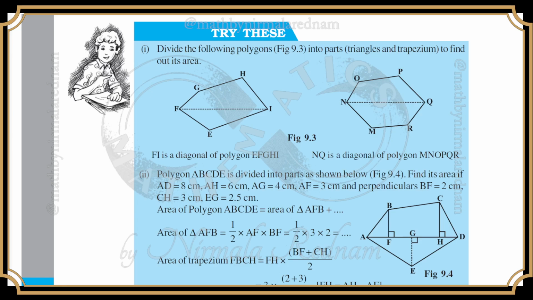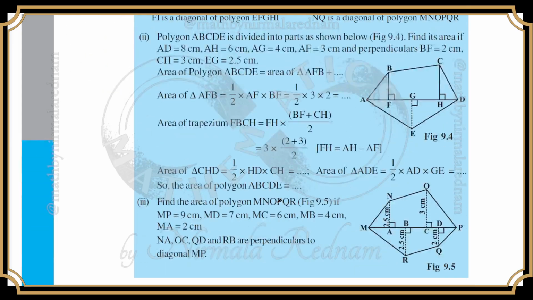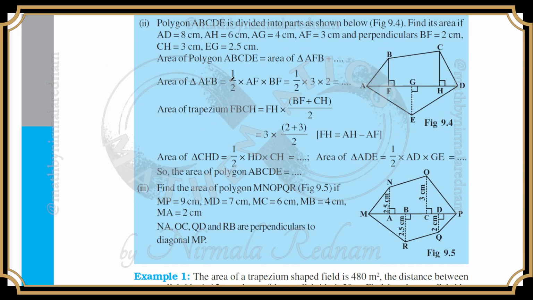So the first try these we had already looked at in the previous video. Let's look at the second one. Polygon ABCD is divided into parts as shown. They have given certain side lengths, and AD is the diagonal here. They have given the length of this diagonal and also the feet of the perpendicular from the other three vertices, the lengths here, and also the length of the perpendicular that we are dropping from the other three vertices. Using this information, can you find the area of this polygon, which in this case is a pentagon? It has 5 sides.